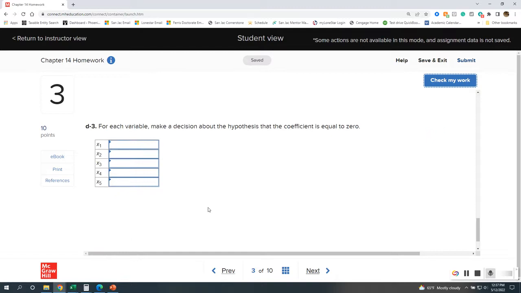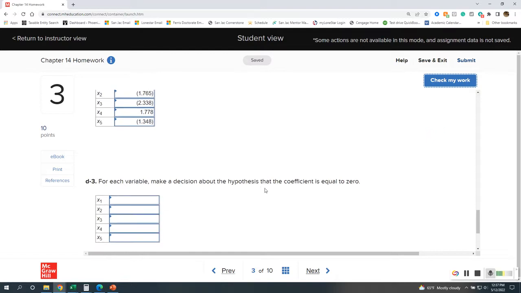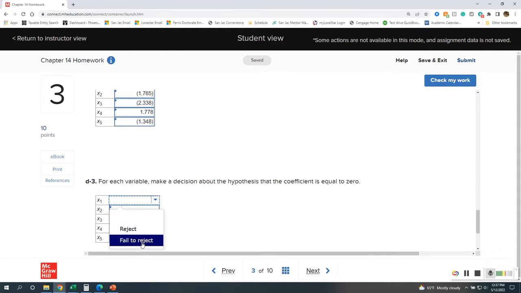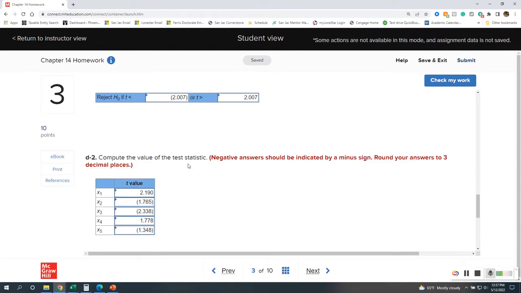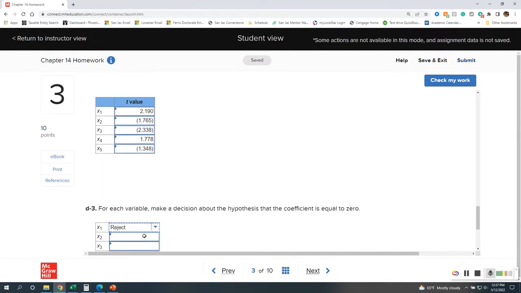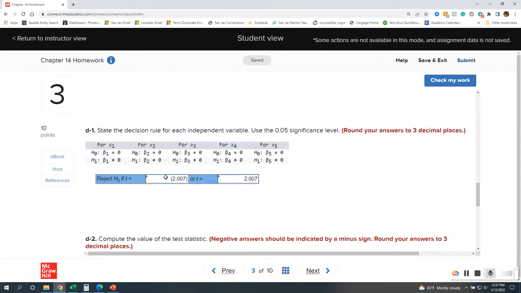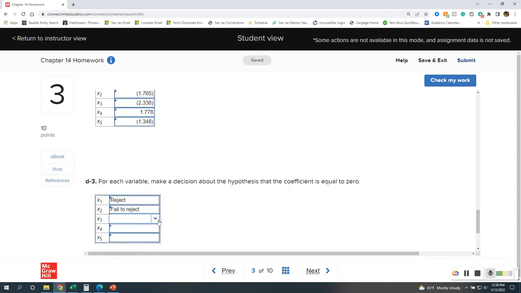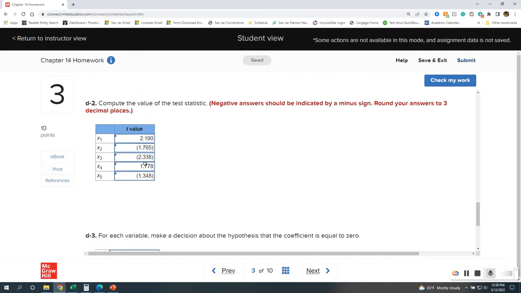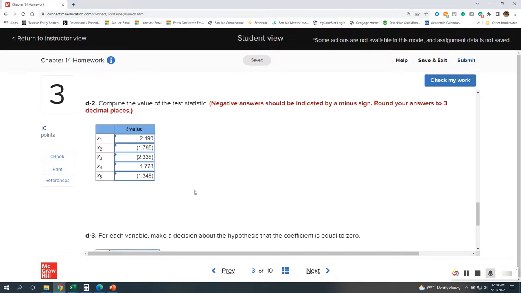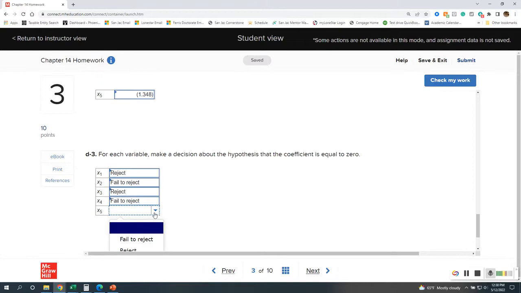If it's all green, you're good. Next, for each variable, make a decision about the hypothesis. Alright, so we're going to reject if it's less than negative 2.007 or greater than 2.007. So here, first one we're going to reject, it's greater. Next, this is not less than, so we fail to reject. Next, that is less than negative 2.007, so we'll reject. X4 is not less than, so fail to reject. And then X5 is another fail to reject.